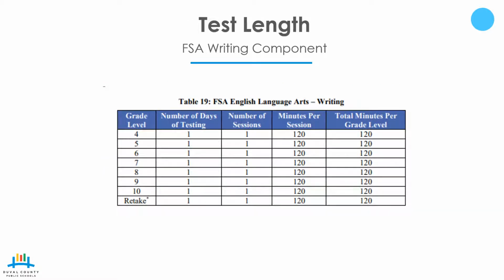Let's talk about test length. For the FSA writing component, your child is going to have 2 hours to complete their writing test. This includes reading a passage set, planning their essay, and writing, editing, and submitting their essay. If your child has an IEP, keep in mind that he or she may be eligible for extra time.